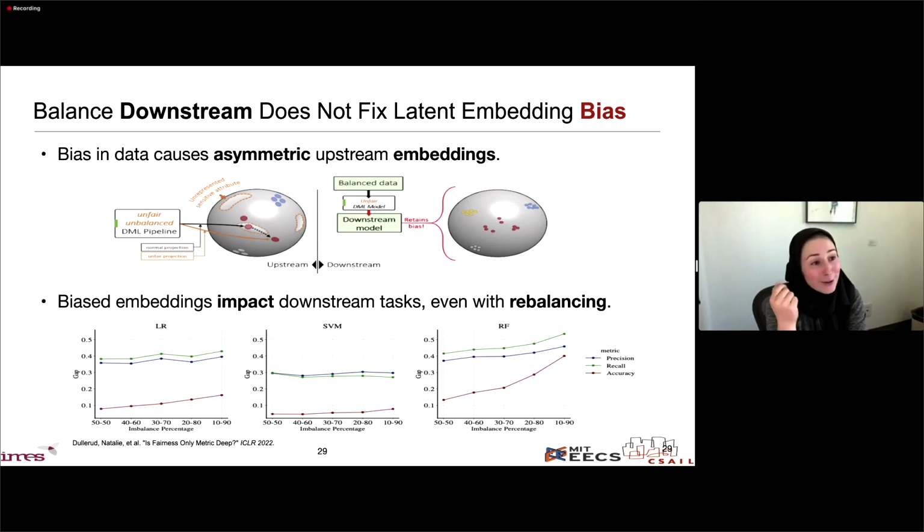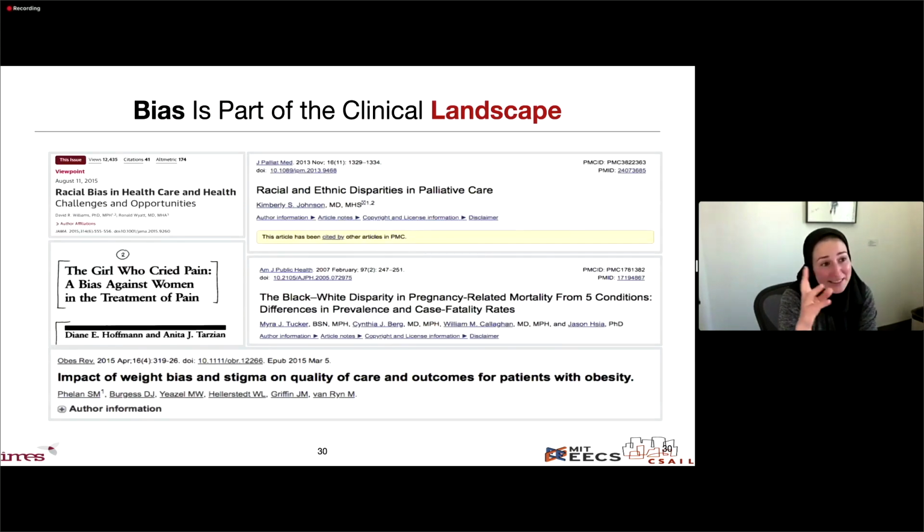It turns out the answer is no. When you balance data downstream, but then have the same biased embedding space in the middle, if you don't throw that away, all this intermediate bias that you learned is retained in your downstream task, even with perfectly rebalanced data. And that's because bias is really a strong part of all landscapes, but particularly in the clinical landscape. If there's a bias that you've seen in society, and these are sociology papers, right?